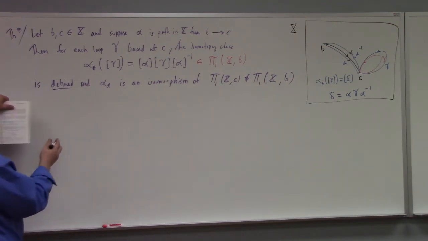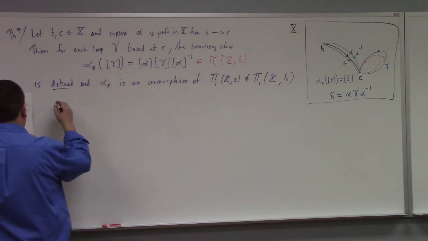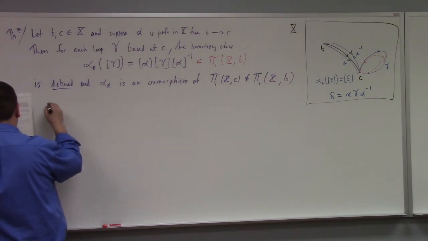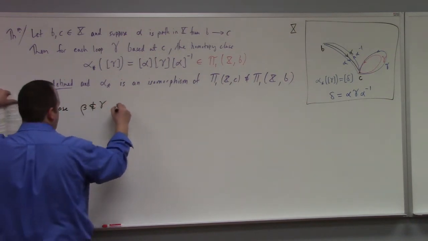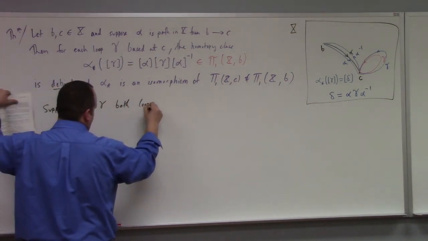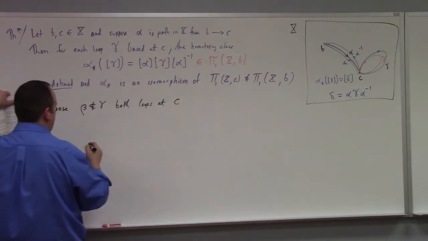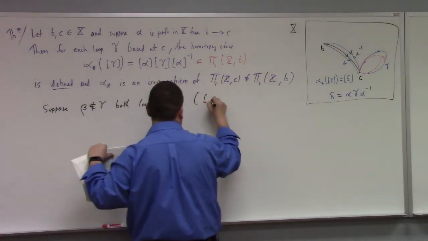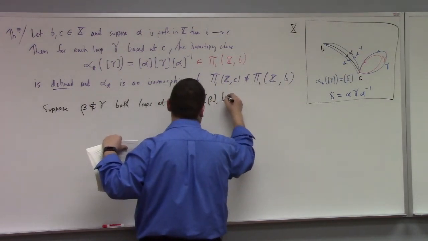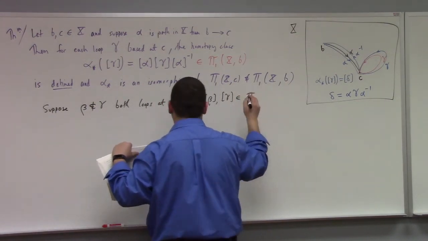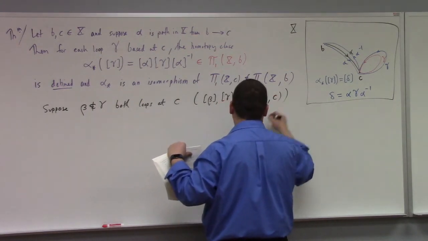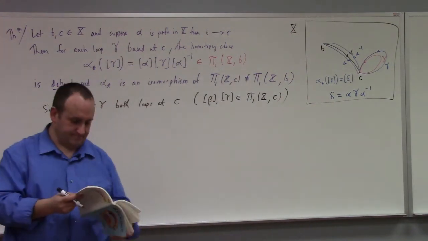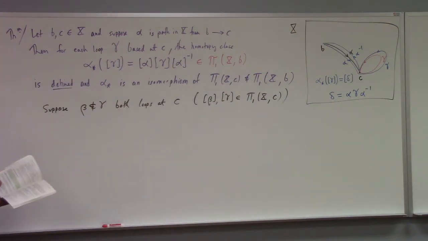Well, anyway, but maybe let's sort through his calculations and see if we can understand why they're important. He says, suppose beta and gamma are both loops at C, right? Which would mean what? That would mean that the equivalence class of beta and the equivalence class of gamma are both elements of the fundamental group of X based at C, right? Among other things.